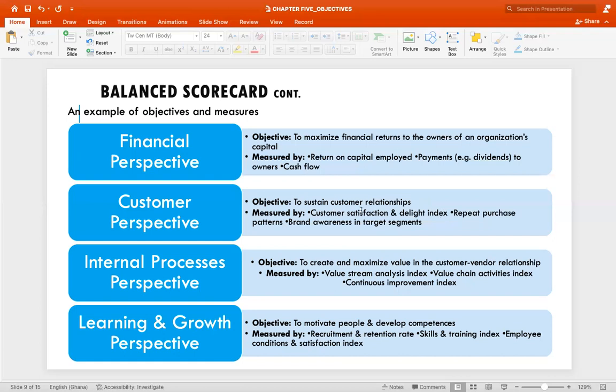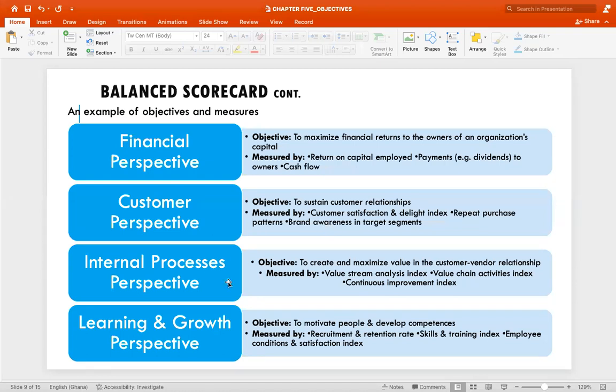So just have a survey to find out whether your customers are satisfied with the product and services that you are offering. Okay. Repeat purchase patterns. You can also use that. Do you have the same customer coming to you again and again to buy the product or service? That could give an indication of how satisfied or otherwise that customer is. Okay. Brand awareness in target segments can help you. Surveys can help you to know how people are aware of your brand or the product or service that you are offering.